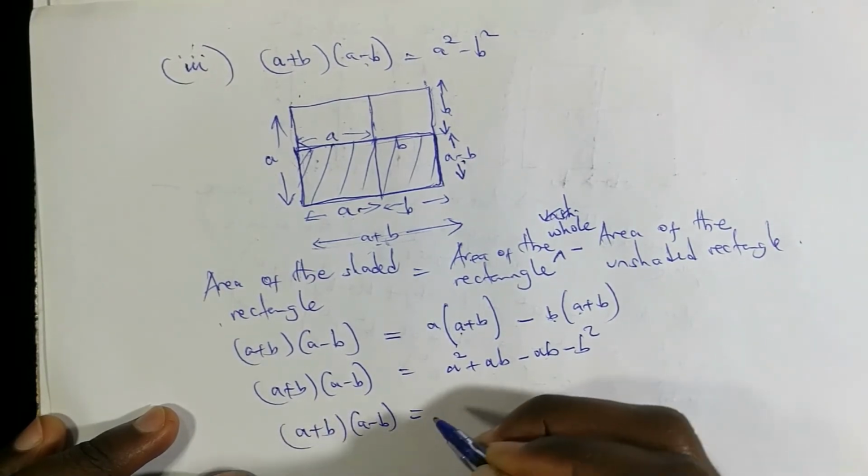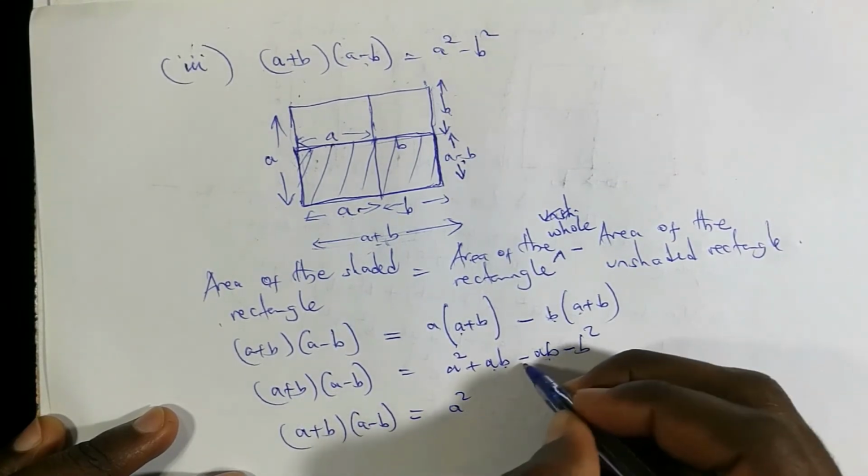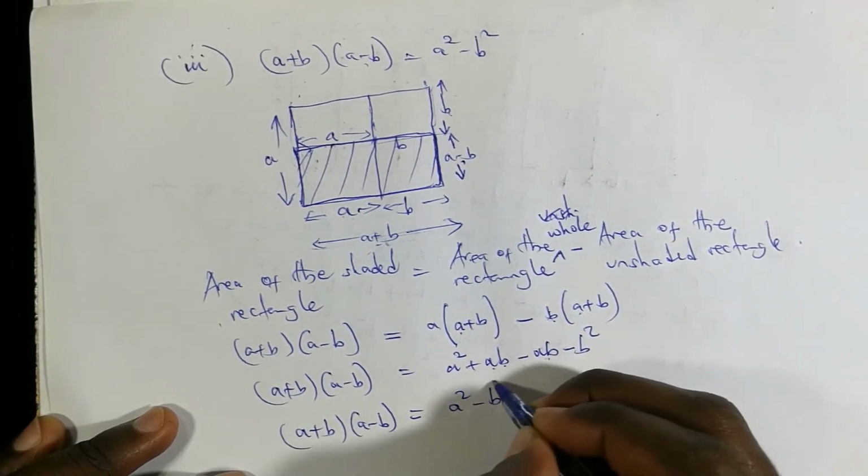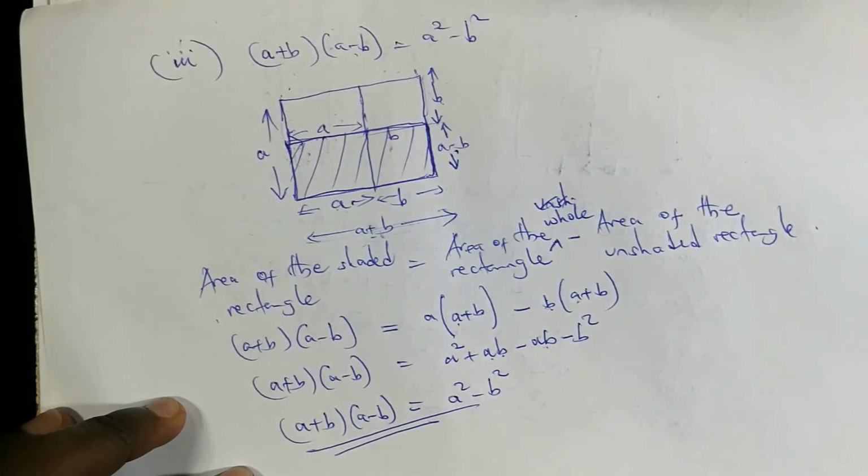That will give us a squared. This one will cancel out. ab minus ab will be 0 there, so we remain only with minus b squared. That's how we come to that.